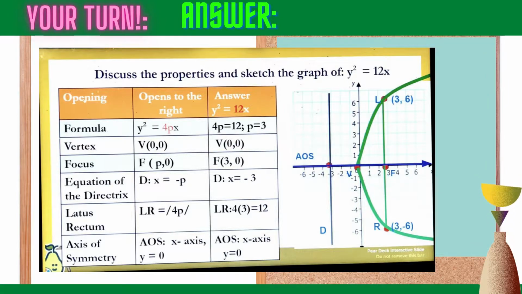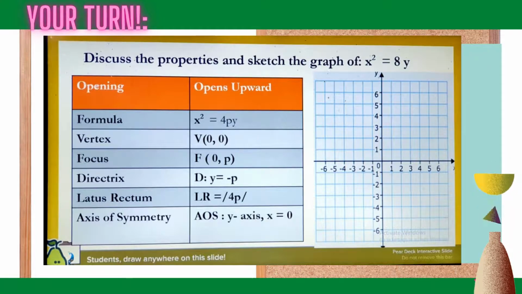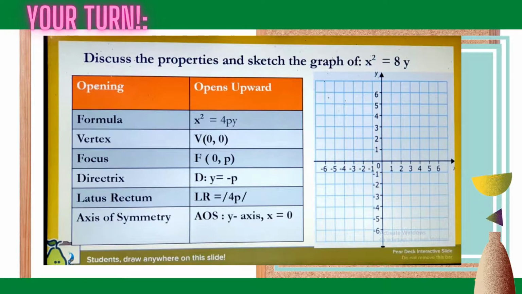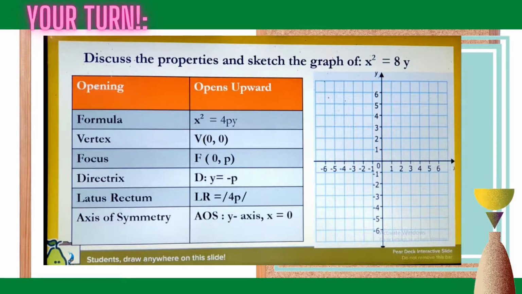Okay, let us now answer question number 2. In question number 2, your task is to discuss the properties and sketch the graph of x squared equals 8y. So discuss the properties using the given table and then sketch the graph. You may pause the video while you are writing your solution. You may now start. Remember that your first step is to solve for the focal length. And since the equation is written in the form of x squared equals 4py, the parabola opens upward.